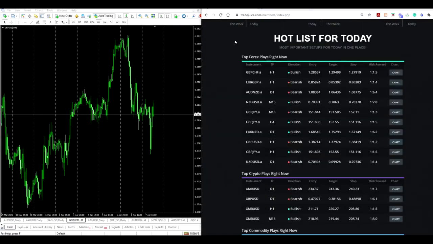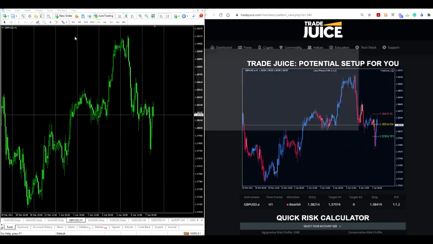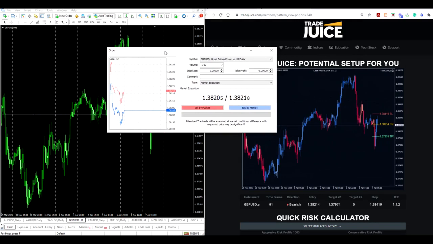Okay guys, so I'm on the Tradeology platform and I can see many potential entries here. I'm looking at this one here, the pound USD 1 hour for a bearish signal, and I've got my entry, target, stop loss, and it even lets me know where those points are on the chart. So this is my MT4 platform right here. So I'm going to enter the suggested trade, which is a sell trade, bearish trade.